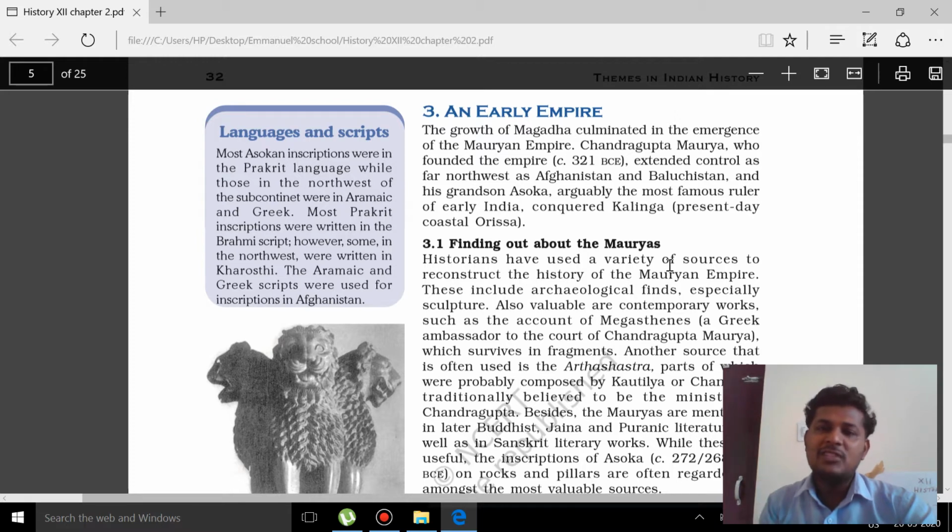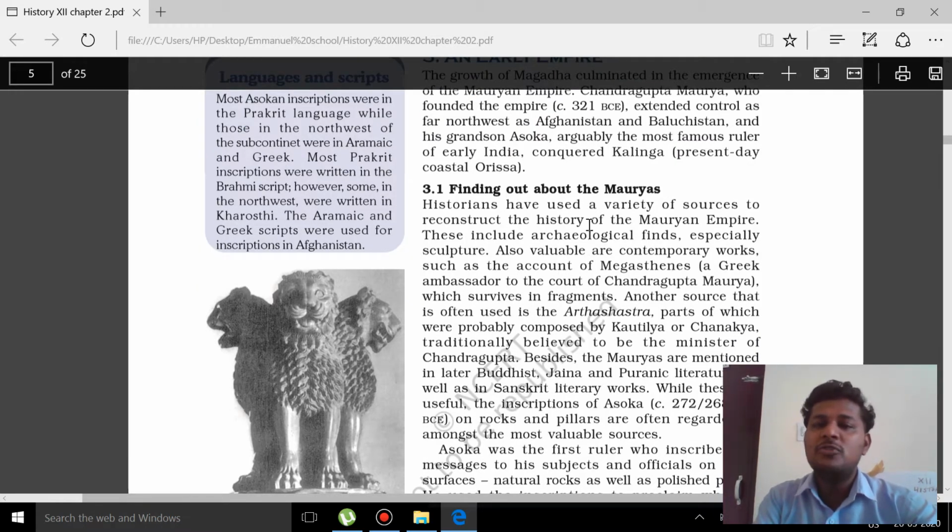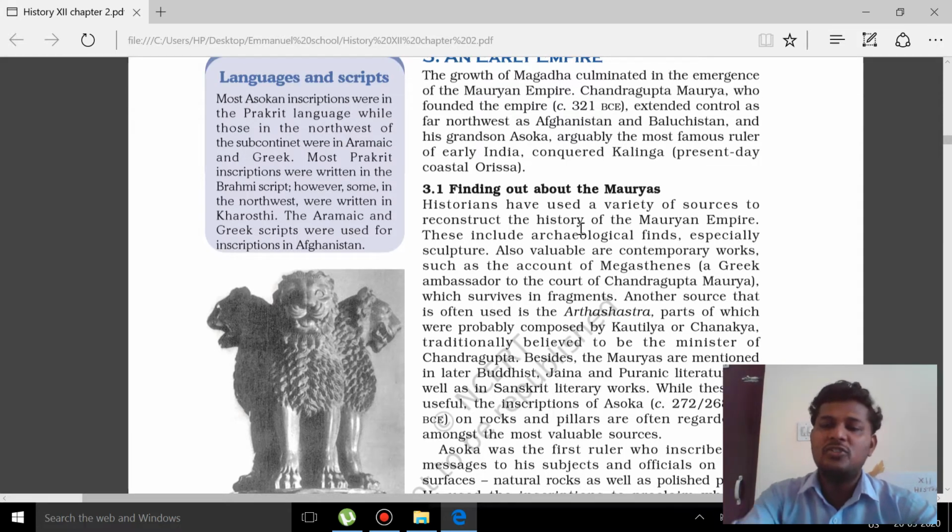Now we have some sources, some information about the Mauryan empire in this era. How can we know that these people ruled India, and about their administration and all that? We know through a variety of sources. The historians have used a variety of sources to reconstruct the history of the Mauryan Empire. This is an introduction to the topic.